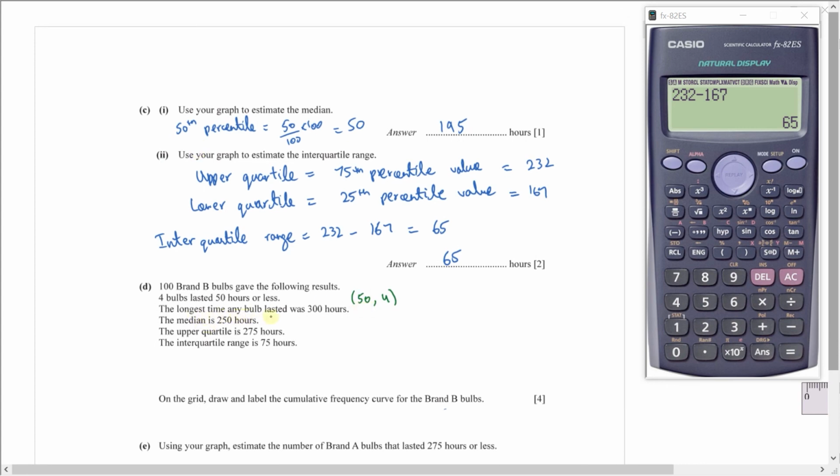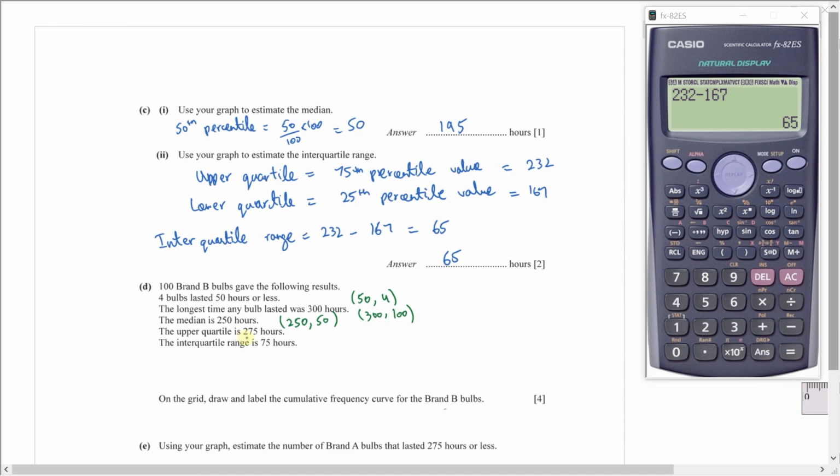The longest time any bulb lasted was 300 hours. So that means once you reach 300 hours, you have gone through all the 100 bulbs. So the maximum possible number of hours that a bulb lasted was 300. So that means all 100 of these bulbs lasted 300 hours or less. Then the median is 250 hours. So 250 hours is the median value, so it will be the 50th percentile. So again, 50th percentile of 100 will be 50.